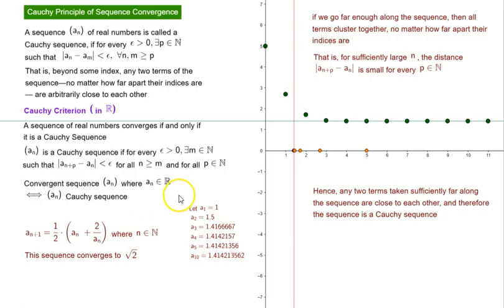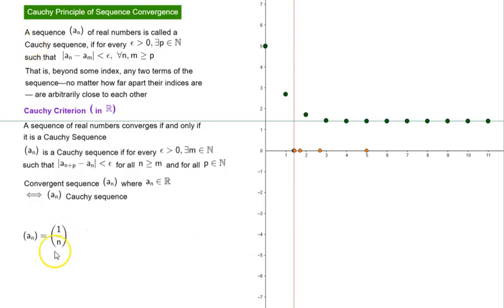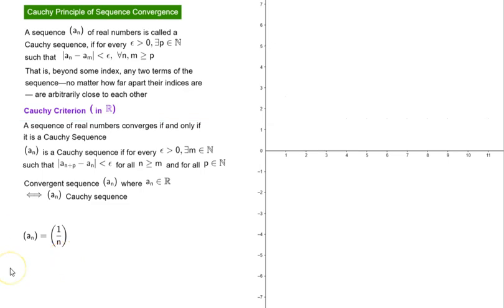That was one example. Now let's look at another example. The second example is our favorite: a sub n is equal to 1 by n. Now let's plot 1 by n. Again, let me put it in a different form. Again, you will notice that it keeps getting closer and closer to 0.